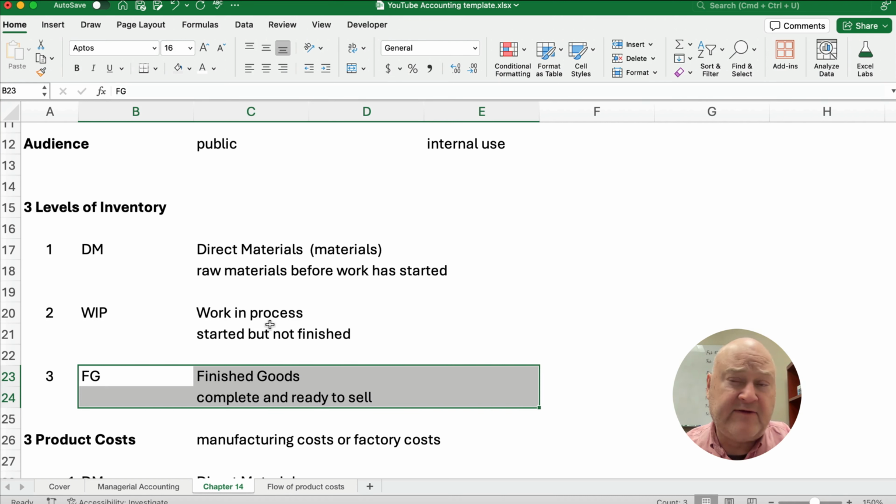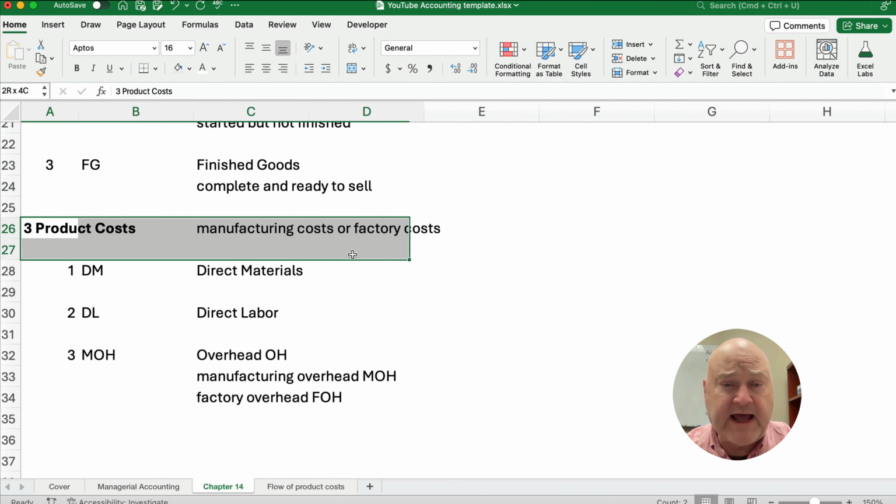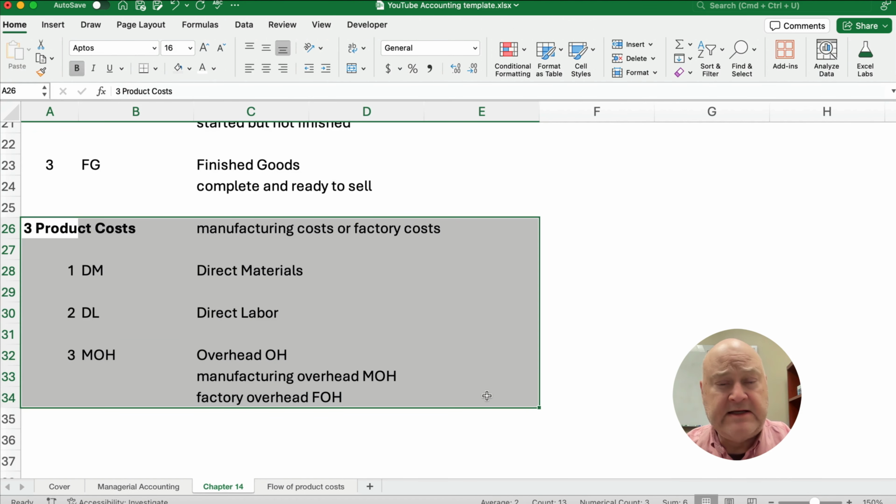Now, a lot of times the examples in managerial accounting or cost accounting would be a factory-related idea. So you can kind of understand how that works. You have materials that go in, and then it becomes work in process, and then it becomes a finished good. Well, what type of product cost do we have? We have 3 general categories of product cost. And our product cost could be called manufacturing cost or factory cost.